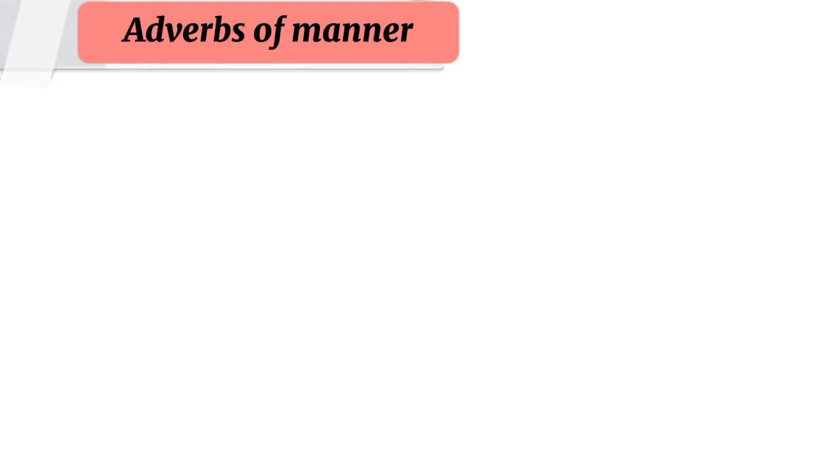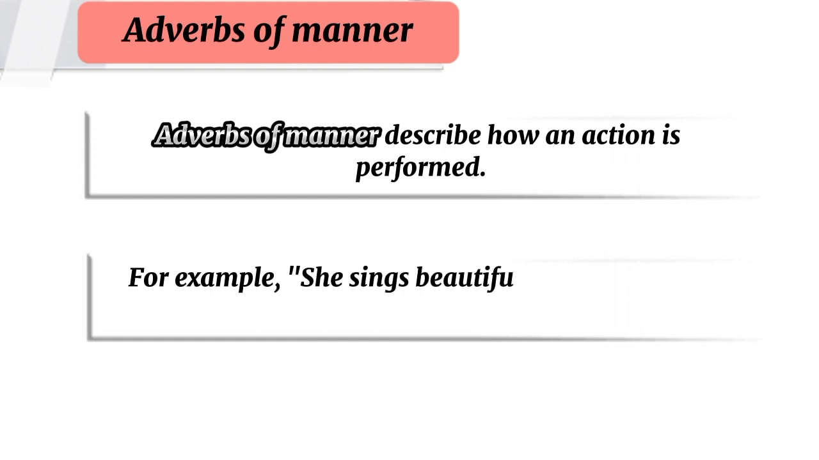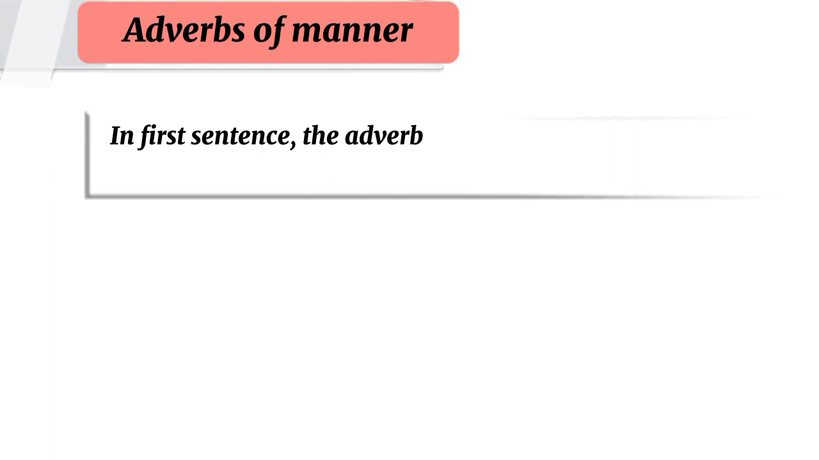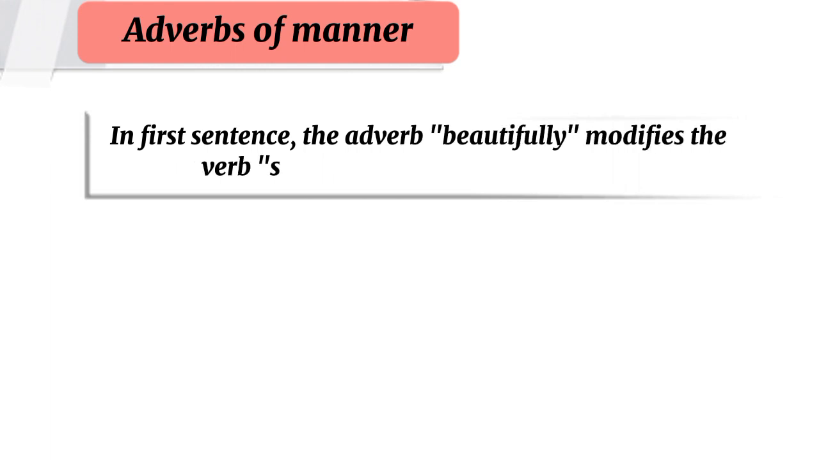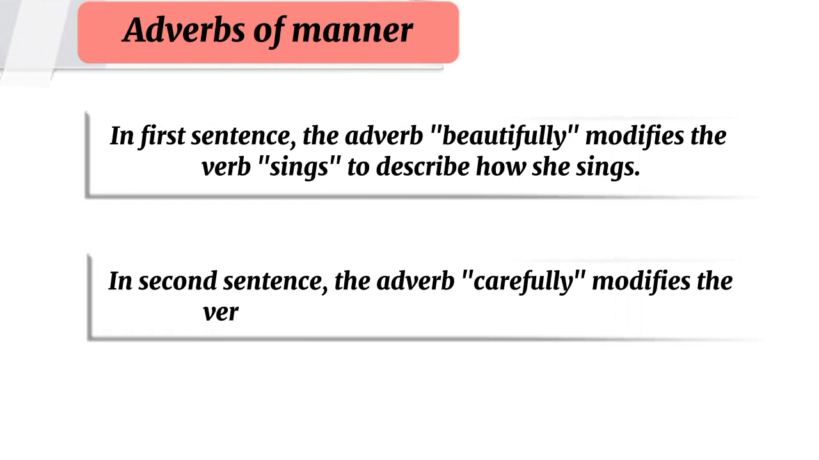Adverbs of manner. Adverbs of manner describe how an action is performed. For example, "She sings beautifully" or "He drove carefully." In the first sentence, the adverb "beautifully" modifies the verb "sings" to describe how she sings. And in the second sentence, the adverb "carefully" modifies the verb "drove" to describe how he drove.